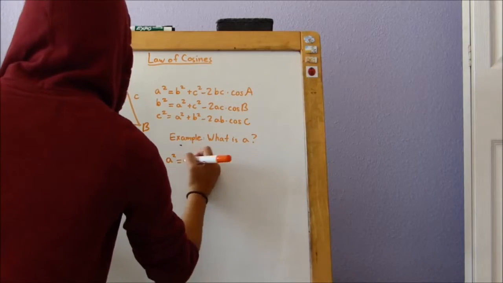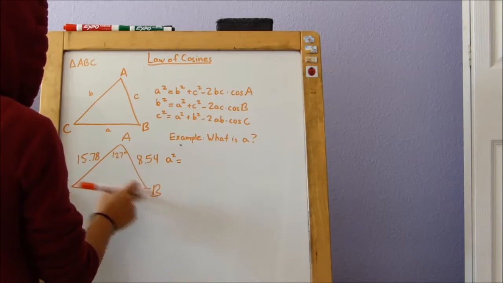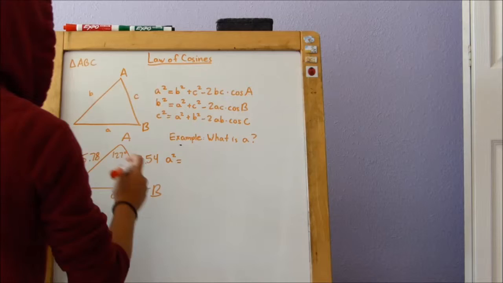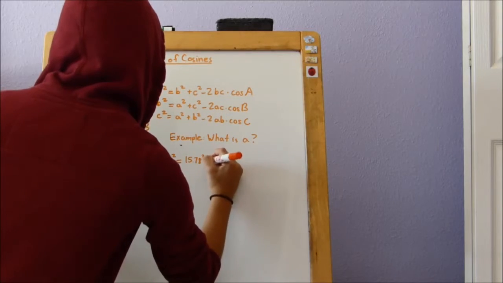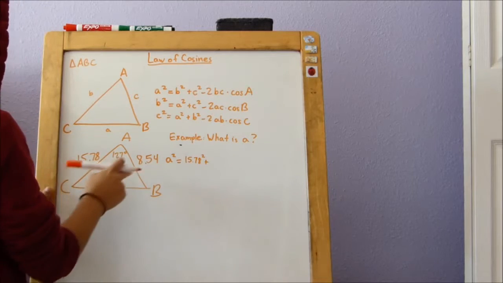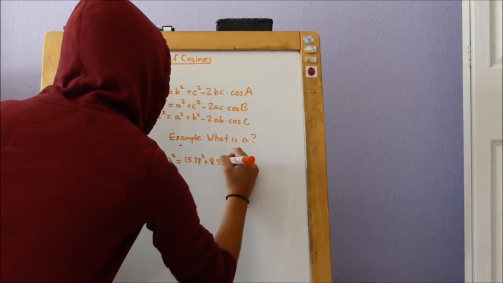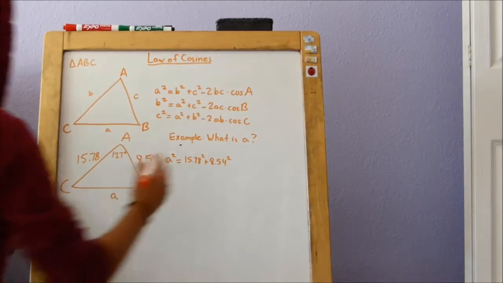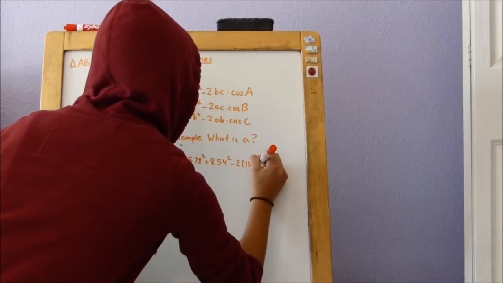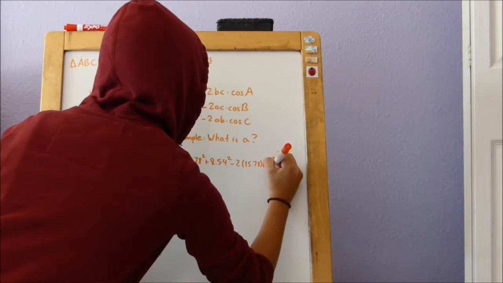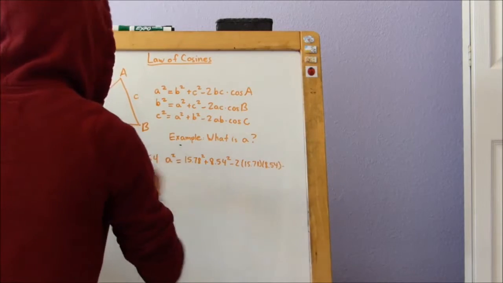A squared equals, so we know that the side length that's across from the angle B is B, so this would be 15.78 squared plus side length across from C, 8.54 squared minus 2 times 15.78 times 8.54 times cosine of A.